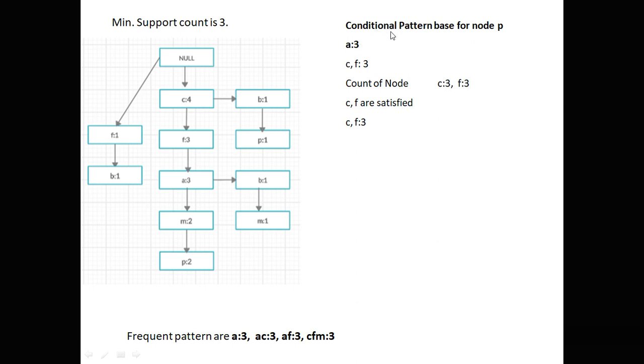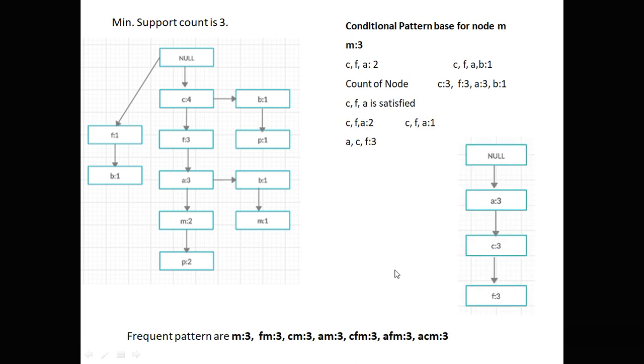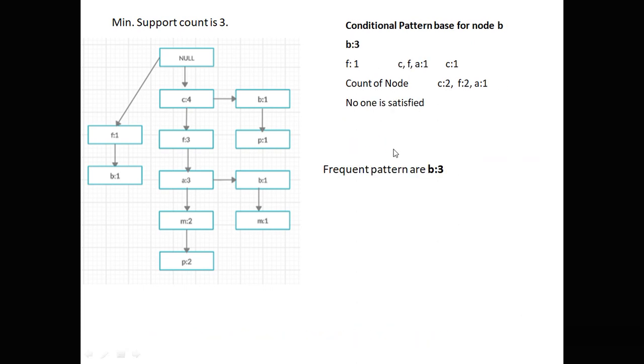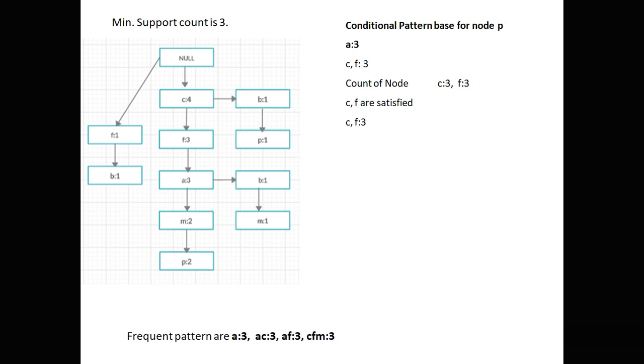Next is the conditional pattern base for node P. For node P, we are getting CFA, that is CF 3 times. After that A is not repeating, so CF3. If we generate the tree for CF, then we get null, then C3, F3. We can create the tree like this only. ACF3, only the items present are CF. So we get the patterns A3, then AC3, AF3 and CF3.